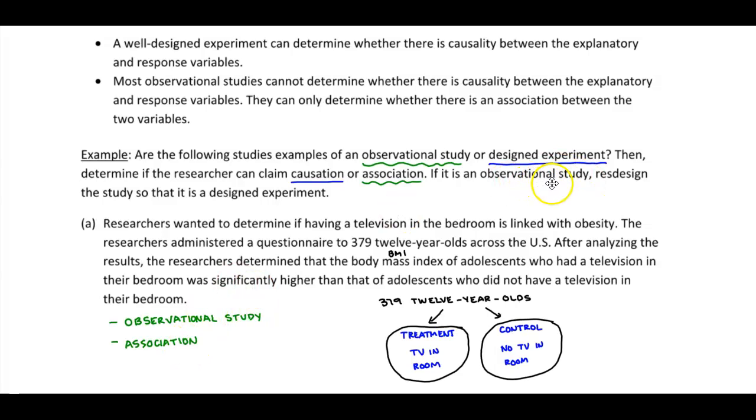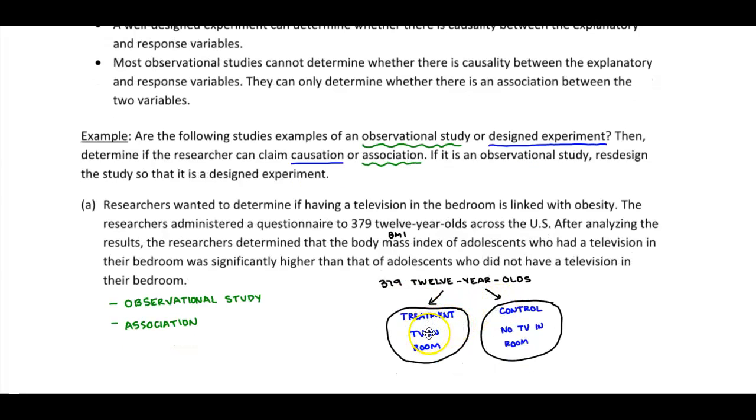So if it is an observational study, we're redesigning the study so it's a designed experiment. Well, what we would do is we would have 379 12-year-olds. The treatment would be to have the TV in a room. The control would be no TV in a room.